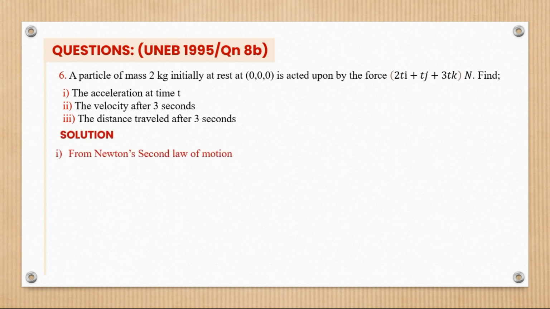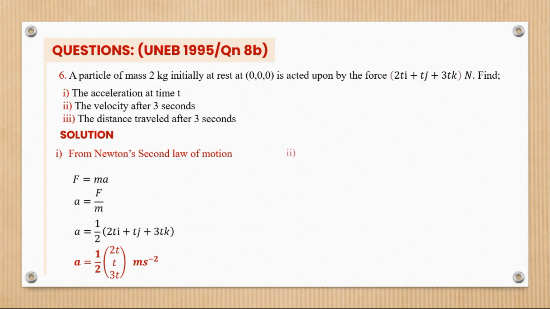We've been given the mass as 2 kilograms, and the force that's acting on it, so we can find the acceleration from Newton's second law of motion, which is F equals ma. If we make a the subject, a is equal to F over m, so it will be a half times this value right here. Therefore, acceleration is equal to a half of (2t, t, 3t) meters per second squared, and that is the answer for acceleration at time t. Since we are not given a specific time in part 1, we just leave the t as it is. Now for part 2, we're asked to find the velocity after 3 seconds.